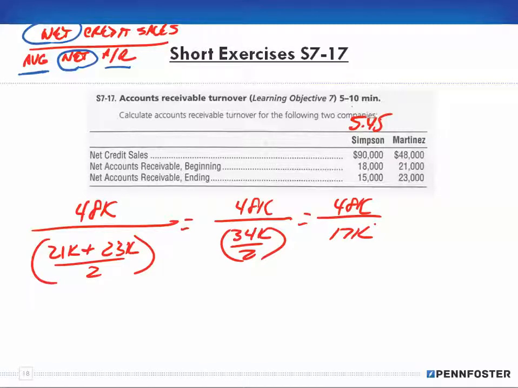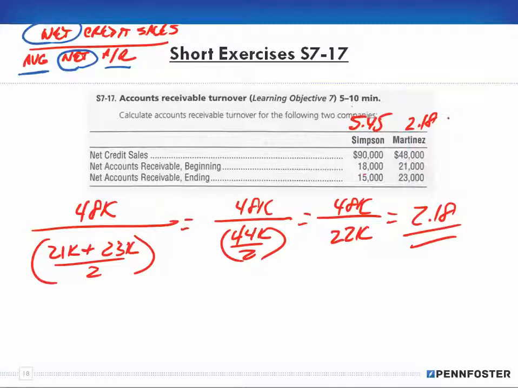So I have 48,000 divided by 17,000, and, did I do that right? 21,000 plus 23 is 44, not 34. Okay, sorry. Right, 44, not 34, so that's divided by 2 is 22,000. So 48,000, or 48, divided by 22 gives me 2.18. All right, so that's the accounts receivable turnover for Martinez, 2.18.